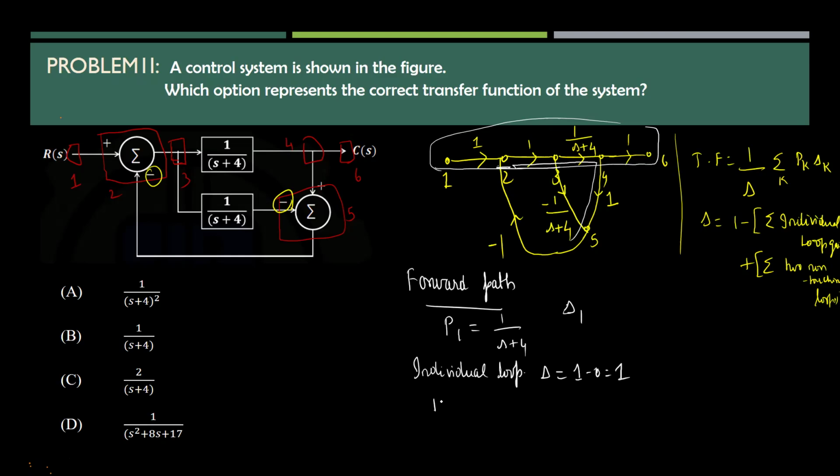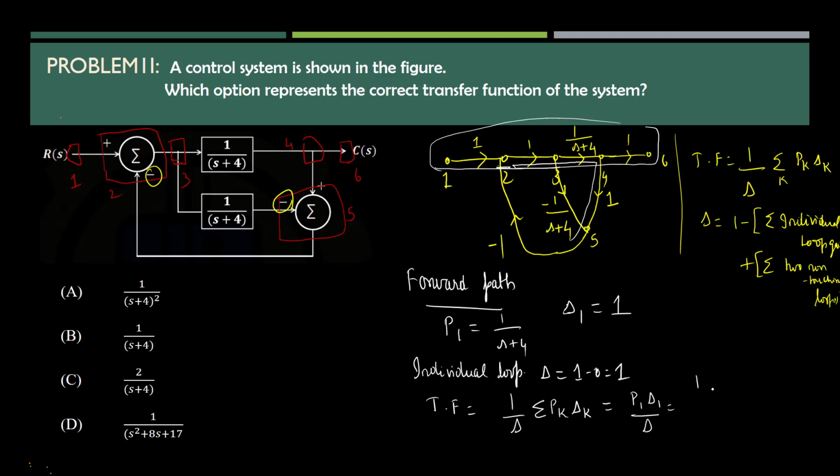And then we can find the transfer function. So 1 by delta summation p_k del_k. So only one forward path, so k equal to 1. So p1 del 1. For del 1 also, there are no non-touching loops, there is no individual loop itself. So we can conclude delta 1 equal to 1. So here only p1 del 1 by delta.